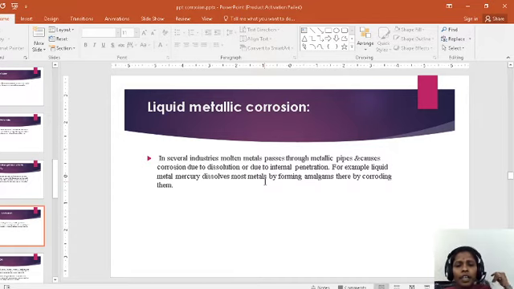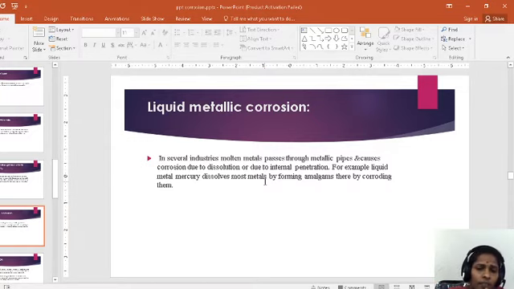For example, the liquid metal mercury dissolves most metals by forming amalgams, thereby corroding them. Initially the mercury is in the molten state, but when we pass the mercury through the metallic pipes, the mercury converts to liquid. This liquid penetrates inside the metal and produces amalgams. Any metal combined with mercury is called an amalgam. This amalgam causes corrosion to the metal. That is called liquid metallic corrosion.